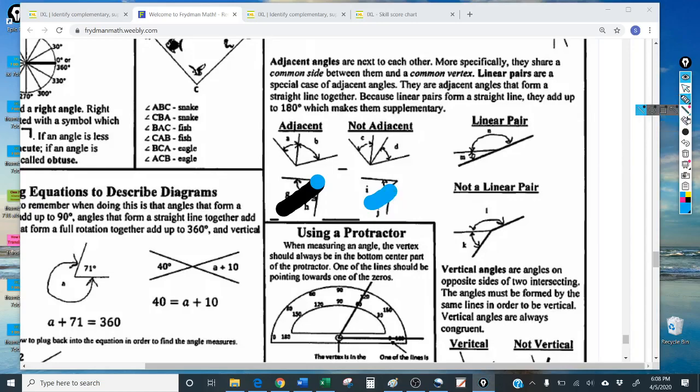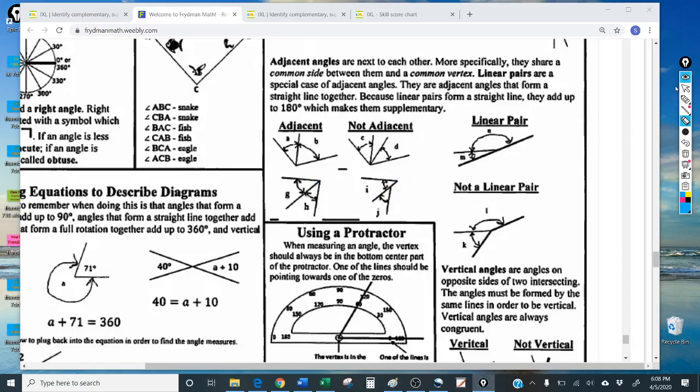I'll do that in the same color that I did the last one. They do share a common side over here, but they do not share a common vertex. So J has its vertex right over here, but I has its vertex right over here. So that's why we're not calling them adjacent. All right, let's move on to linear pairs.